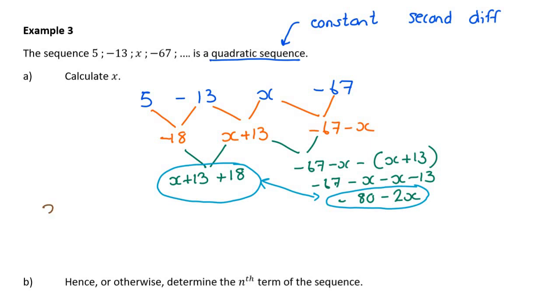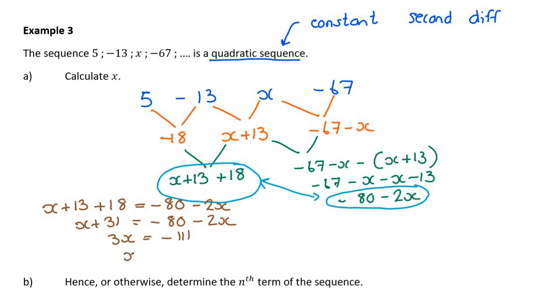And so I now know that x plus 13 plus 18, which I can simplify, must equal minus 80 minus 2x. So that's x plus 31 must equal minus 80 minus 2x. So 3x must be equal to minus 111. And if I divide by 3, I get negative 37 for x. Now what's wonderful is you can go put that negative 37 in and then just quickly work out your first differences, work out your second differences, and see if your second differences were actually constant.